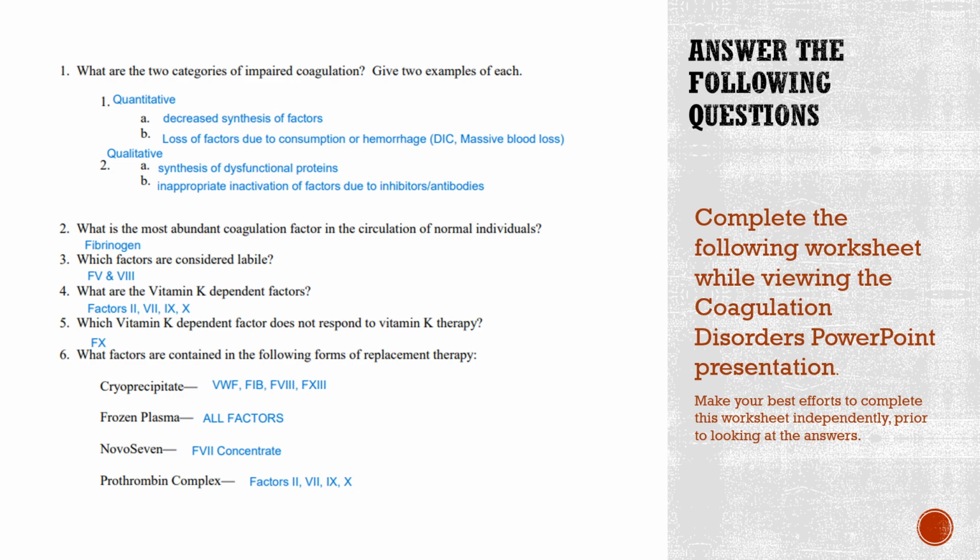All right, let's take a look at the first question. What are the 2 categories of impaired coagulation, and give 2 examples of each? So the 2 categories that I was looking for are quantitative is the first and qualitative is the second.